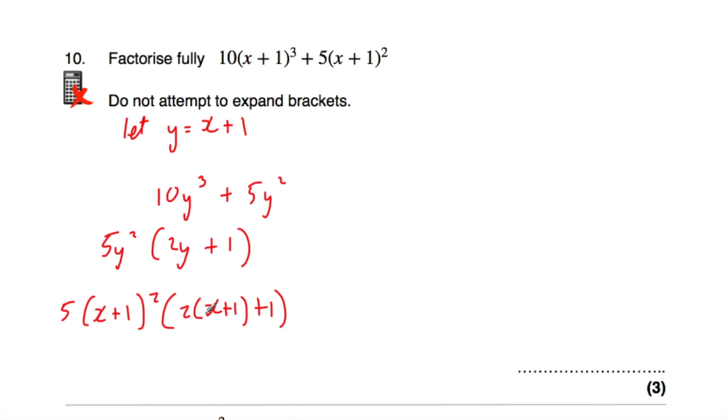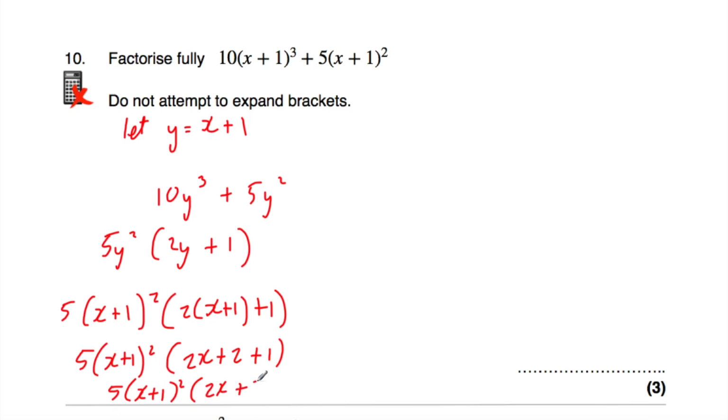Okay, now let's expand our brackets and simplify this right-hand bracket. So we've got 5 and then in brackets x plus 1, close bracket squared. And then this second bracket here, 2 times x is 2x, plus 2 times 1 is plus 2, and then we've still got that plus 1 on the end, close brackets. And now let's simplify this bracket on the right-hand side. Simplifying, we've got 2x, and then we've got 2 plus 1, so that's going to be plus 3, close brackets. So that means our answer would be 5 brackets x plus 1, close bracket squared, and then in brackets 2x plus 3, close brackets. And that's it, we've factorized this.